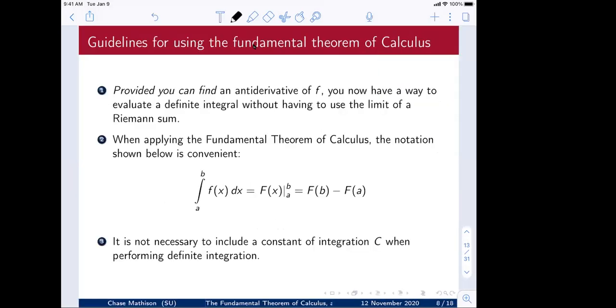Cool. So it's not necessary to include the constant of integration, like I said, because again, when you take the difference, if you do include the constant of integration, the c will cancel out with the minus c. Okay, so when you're doing definite integrals, you do not need to include the plus c.